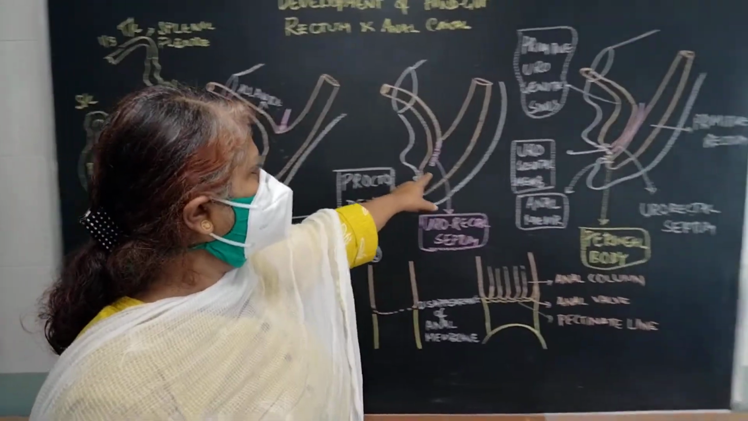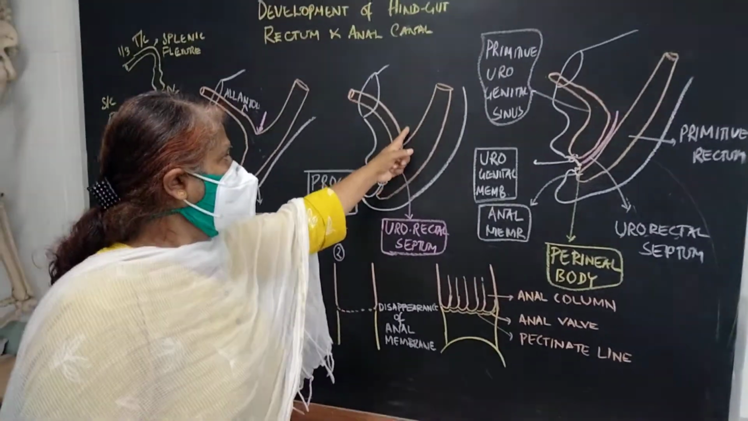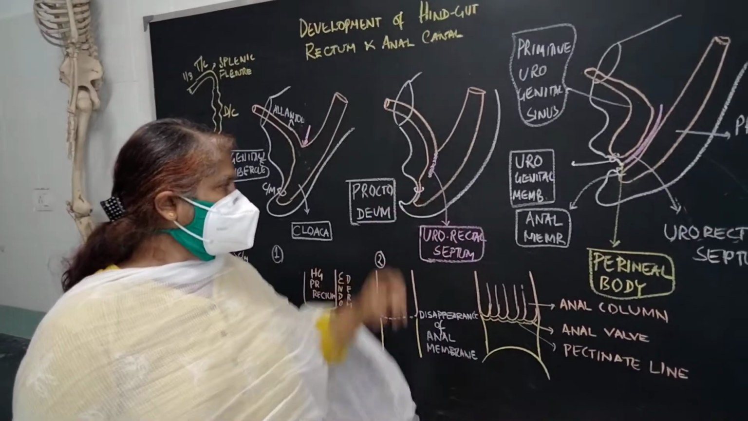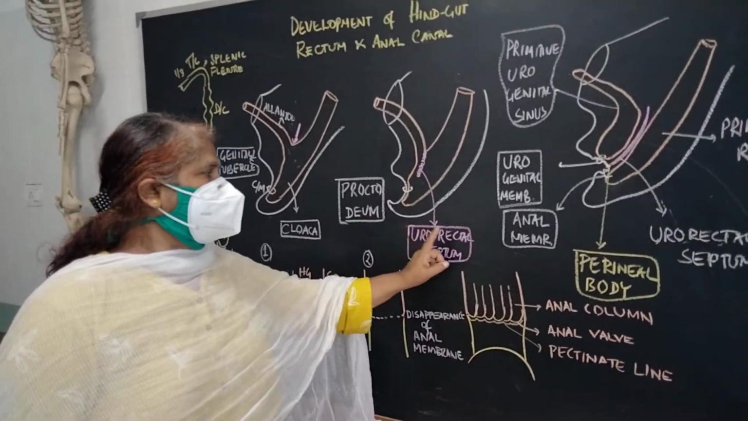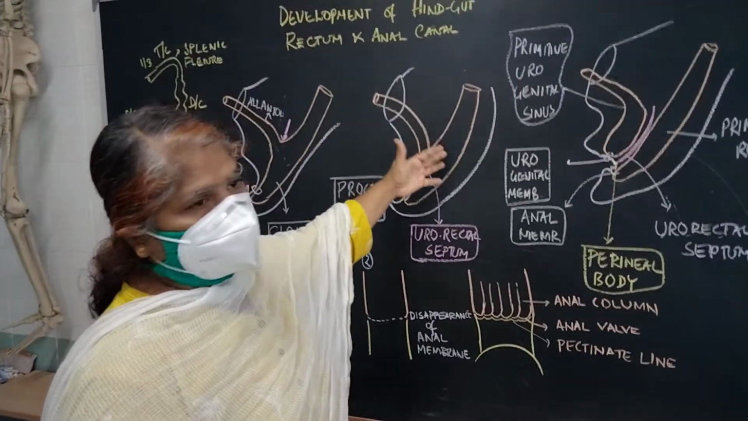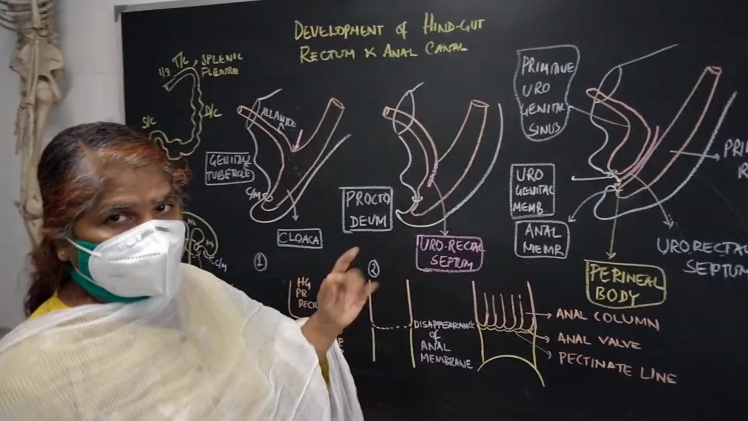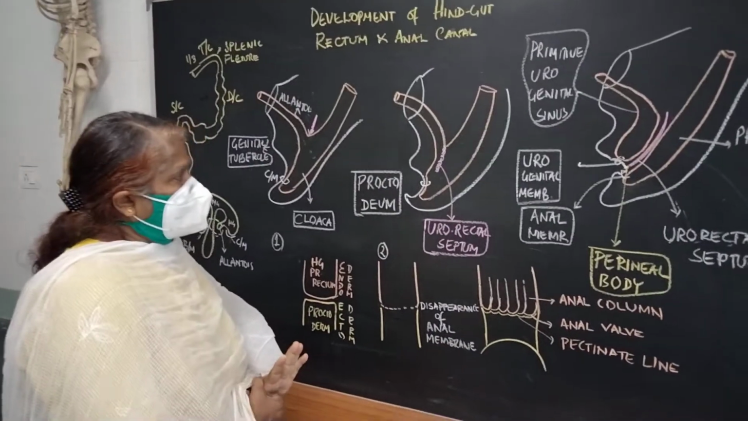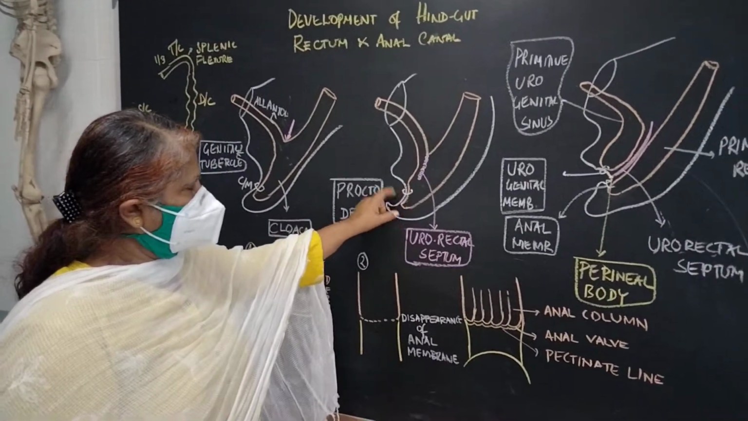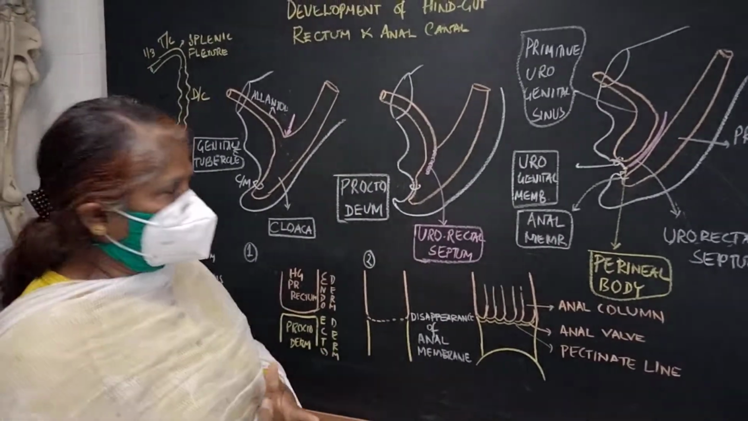Then come to the second picture. In the angle between the allantois and the cloaca, a septum appears. Condensation of fibrous tissue will form the septum. This septum is called the urorectal septum. So the cloaca will be divided anteriorly and posteriorly. The anterior part goes along with the allantois, and the posterior part will go along with the hindgut. And the place where this opening of the hindgut is, that is called the proctodeum. You will see with the development of the perineum what is going to happen there.